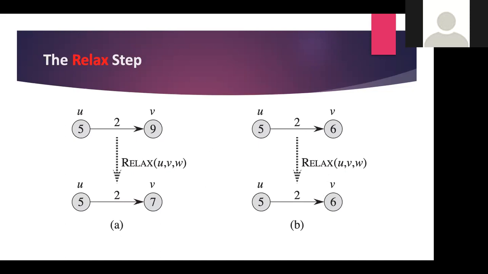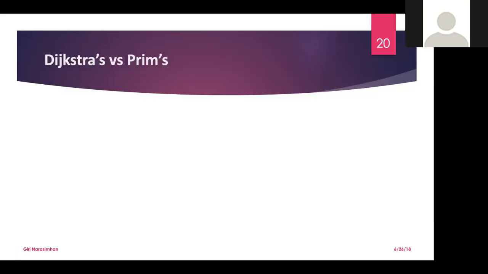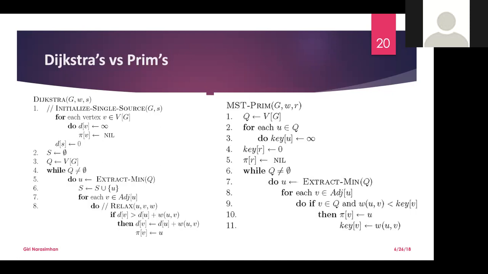So let me move forward here. This is the Dijkstra single source shortest path algorithm. Here's an example. I won't go through this. You can look through this. Now, what's important for you to understand is that Dijkstra's and Prim's algorithm are closely related. Now, let me remind you that Dijkstra's algorithm and Prim's algorithm solve very different problems.